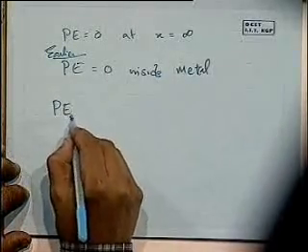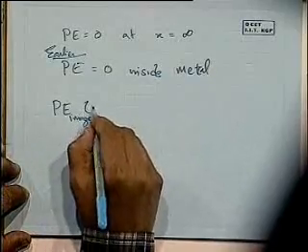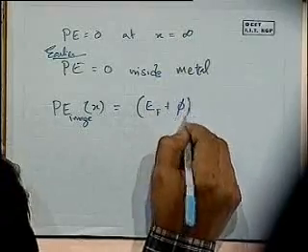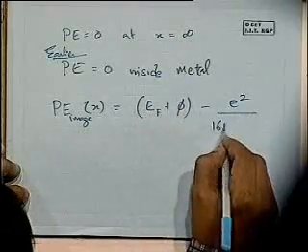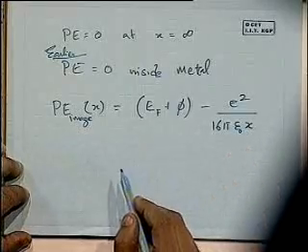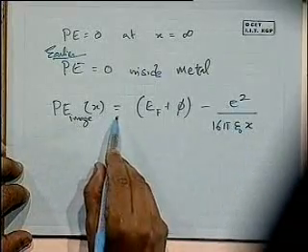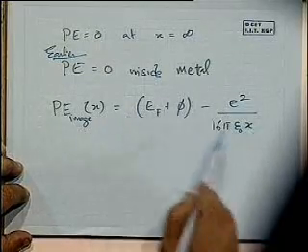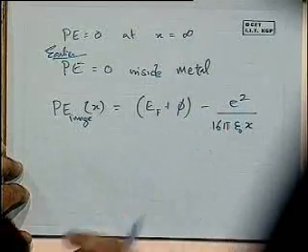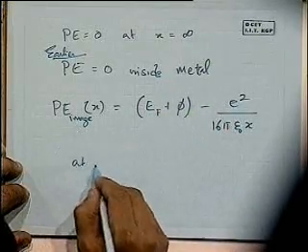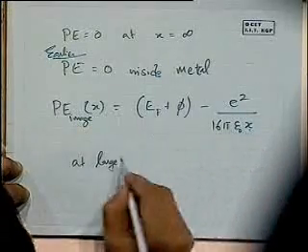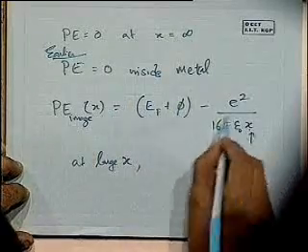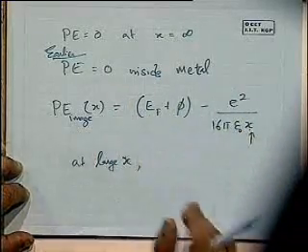So if we change our reference level, then the equation for PE for the image force is modified as EF plus phi minus E squared by 16 pi epsilon naught x. That means even at x equal to 0, it sees this barrier EF plus phi. That's my reference level. So with respect to that, I have this attractive force. At large x, we still have this regular barrier EF plus phi. As x increases, this term decreases. So at large x, we have the same barrier as we had before.